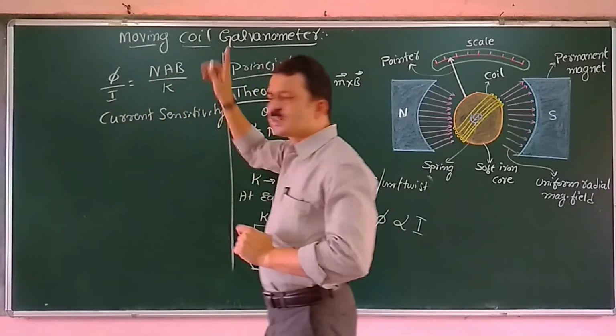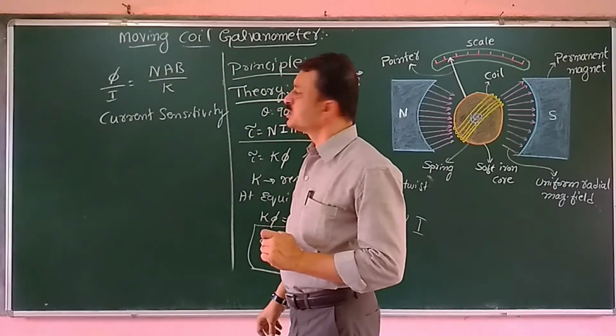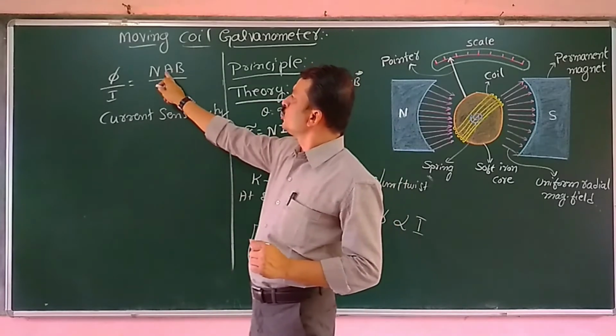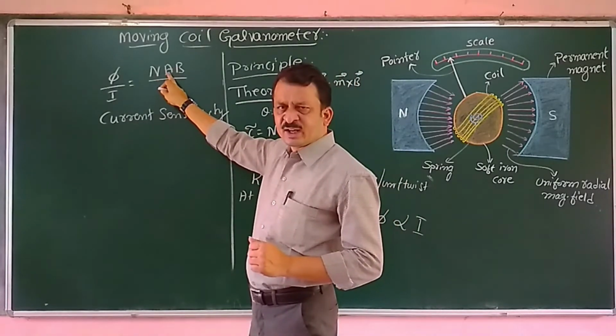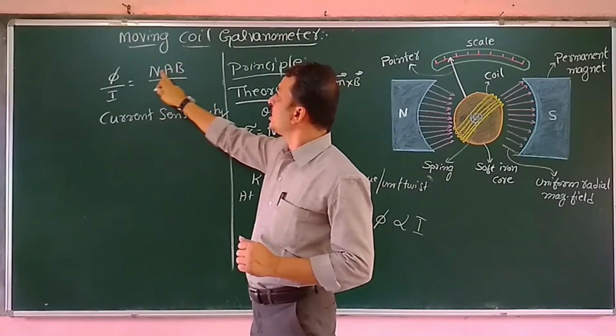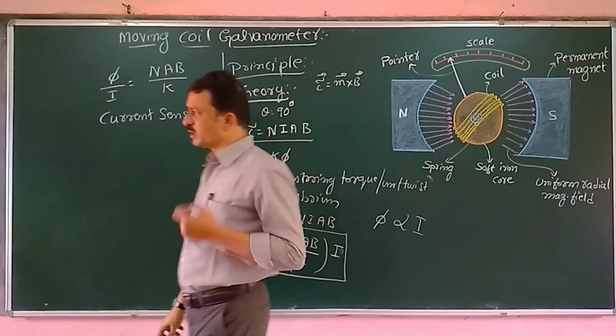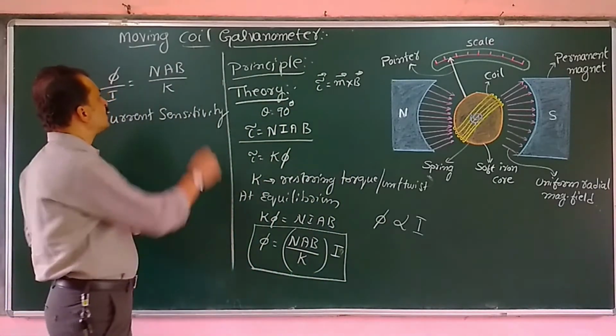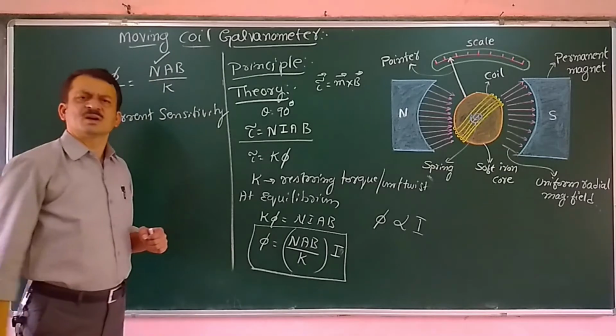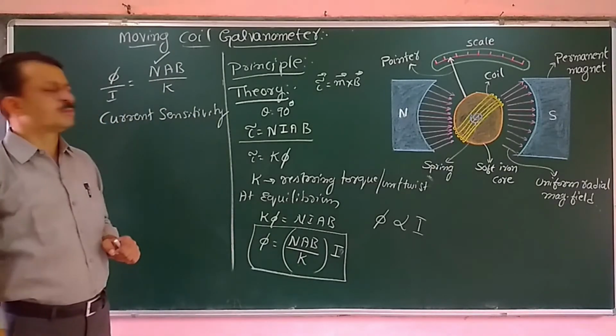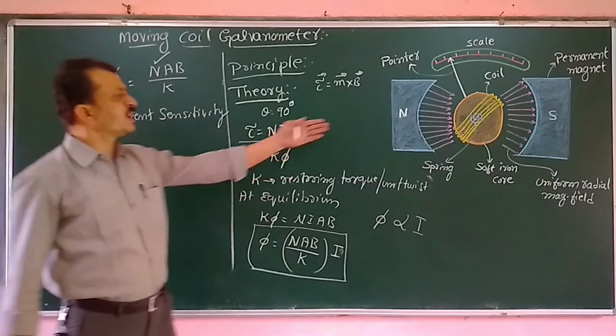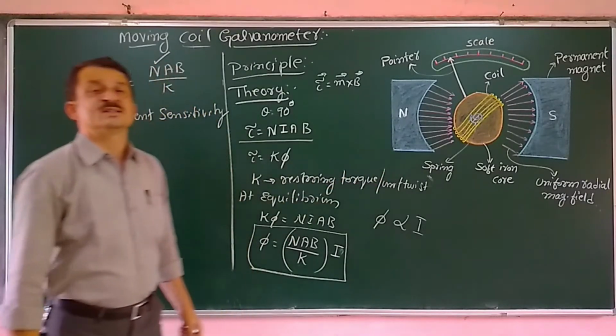Therefore, how can we increase the current sensitivity of the galvanometer from this relation? By increasing the area, by increasing the magnetic field, and also by increasing the number of turns. Among them, the best method is by increasing the number of turns. If you increase the number of turns, obviously the current sensitivity of the galvanometer increases.